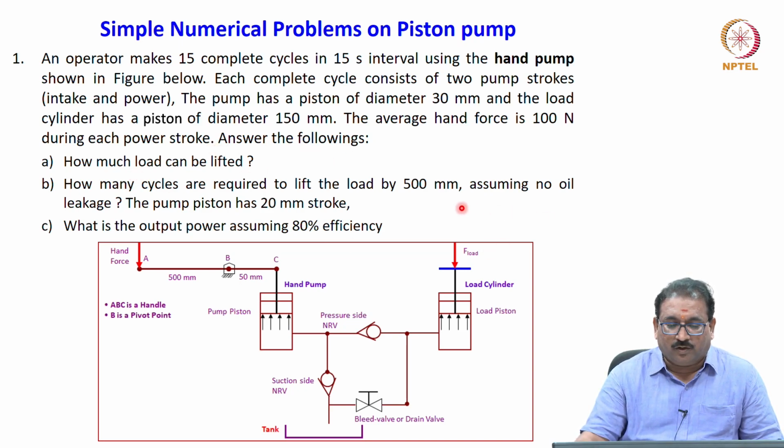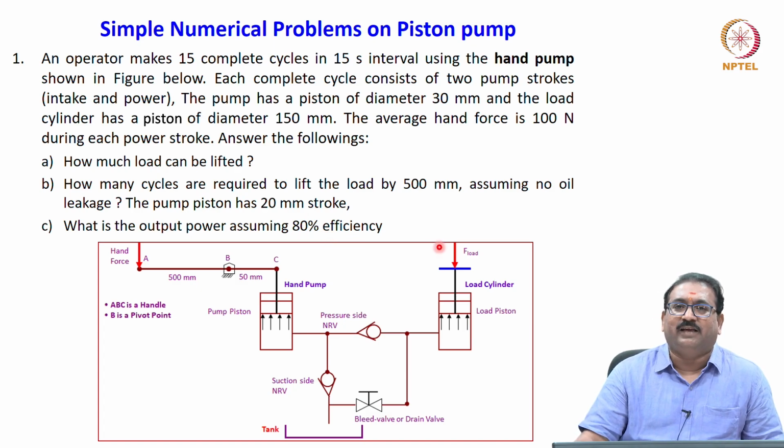How much load can be lifted? Then how many cycles are required to lift the load by 500 mm up, assuming no oil leakage, if the pump piston has a 20 mm stroke? Then, what is the output power assuming 80% efficiency? Quickly you will see, friends, how to do it.